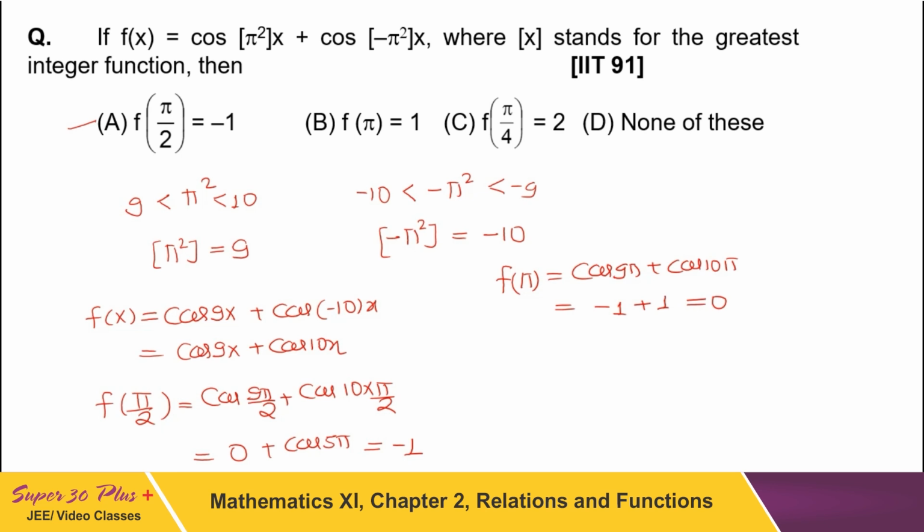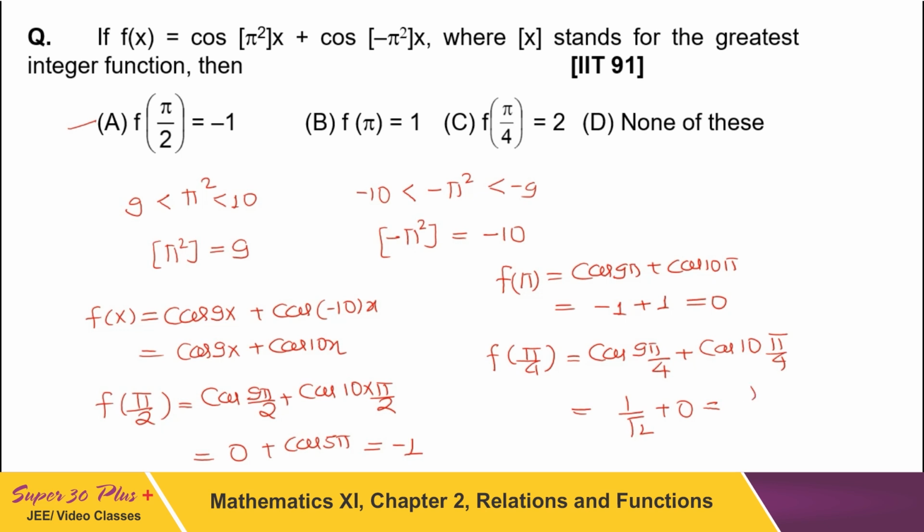Now option C, f(pi by 4), we have to check this option also. Cos 9 pi by 4 plus cos 10 into pi by 4. Now simplify it. Cos 9 pi by 4 is an odd multiple of pi by 4, it will become 1 by root 2, and cos 5 pi by 2 is a multiple of pi by 2 so it becomes 0.